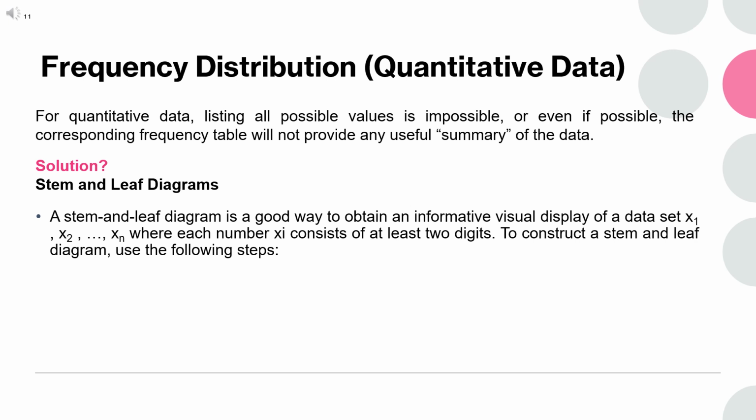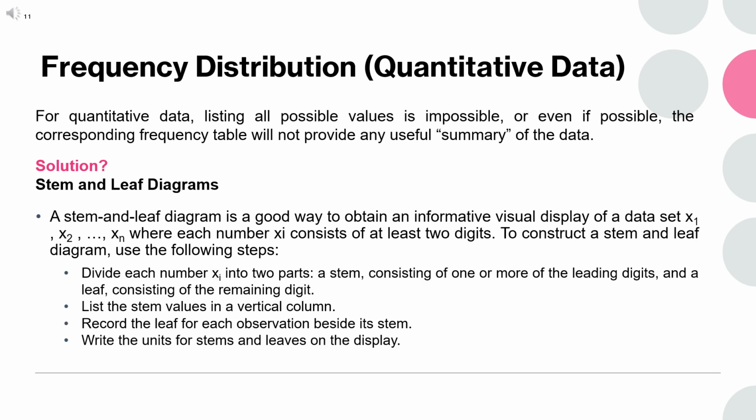Construction steps for a stem and leaf diagram are: divide each number. Each data point xi is divided into two parts: a stem, which consists of the leading digits, and a leaf, which consists of the last digit. For example, in the number 47, 4 is the stem and 7 is the leaf. List stems vertically. The stem values are organized in a vertical column. Each unique stem appears once, which helps group similar values together.